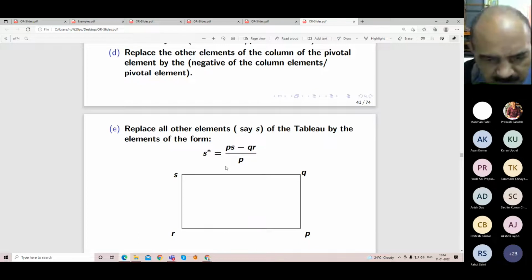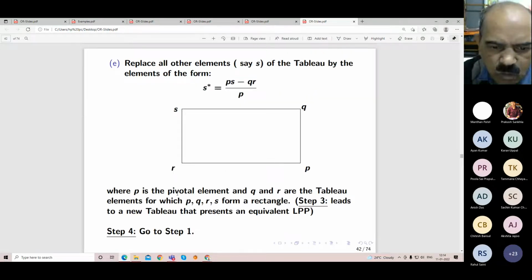Once it is completed, we move to step 1. What do we do in step 1? We check whether there is any negative element in the last row of the simplex table. If yes, we compute using the similar rule. If no, we stop, saying that this is the optimal solution.